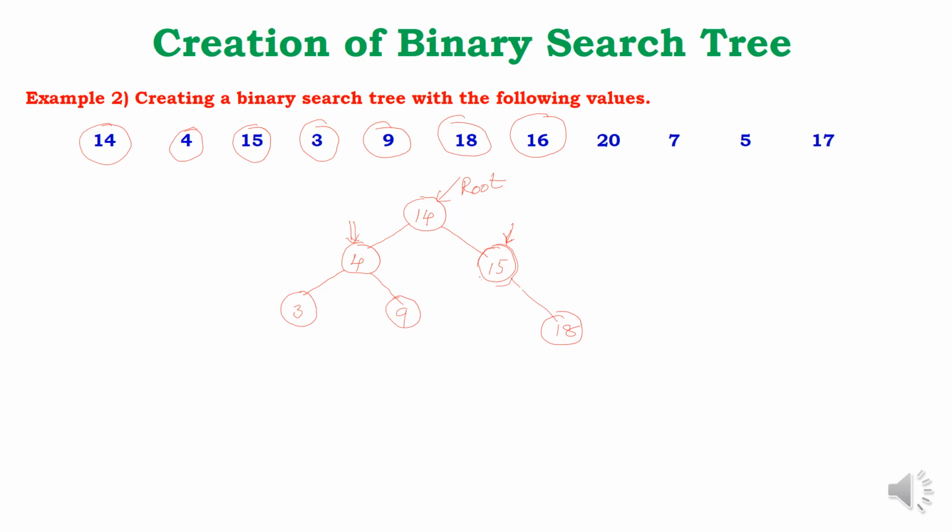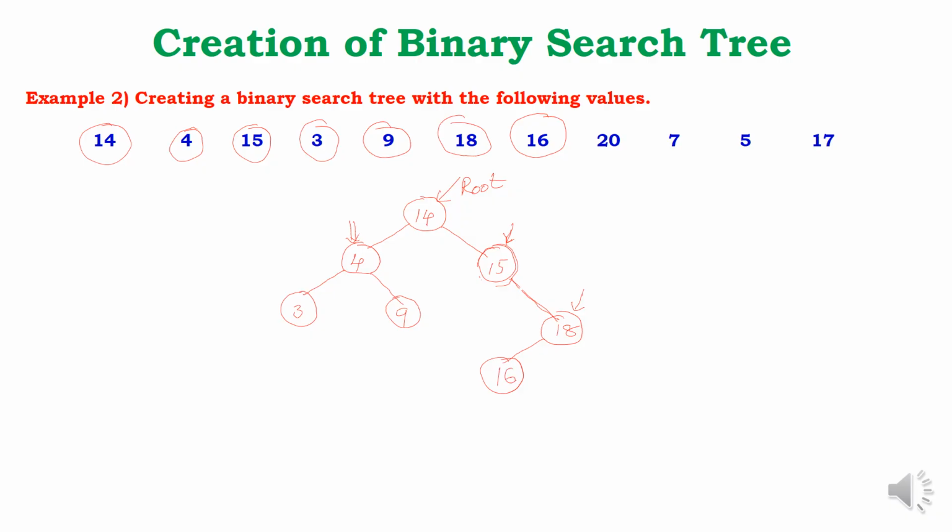Is 16 greater than 15? Yes, 16 is greater than 15. It should come in the right subtree of 15. Is right null? No, right is not null. Again go to right node. Is 16 greater than 18 or less than 18? I have to compare. So 16 is less than 18. It should come in the left side of 18. Is left of 18 null? Yes, it is empty. So you can add 16 as left node of 18.